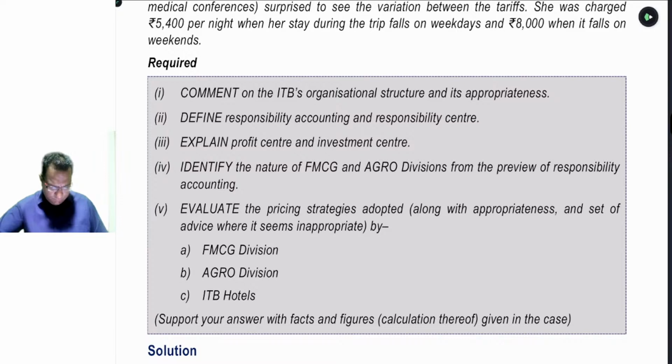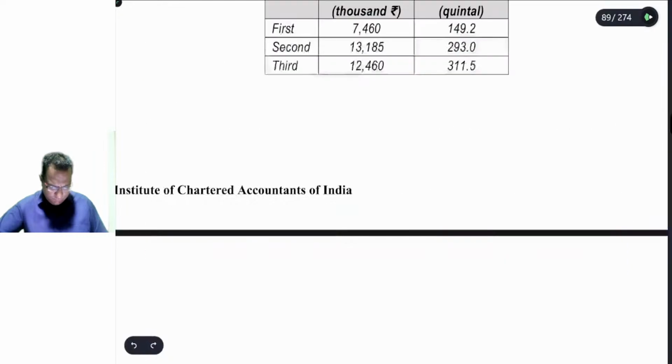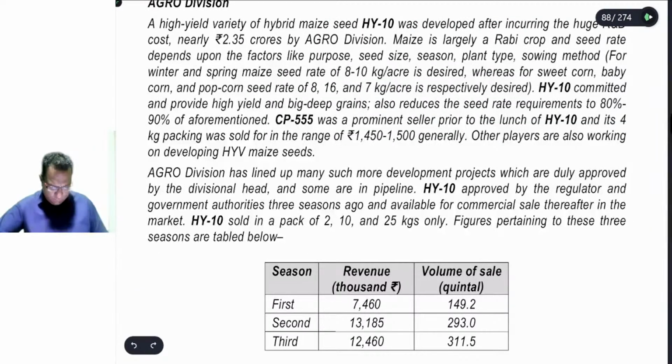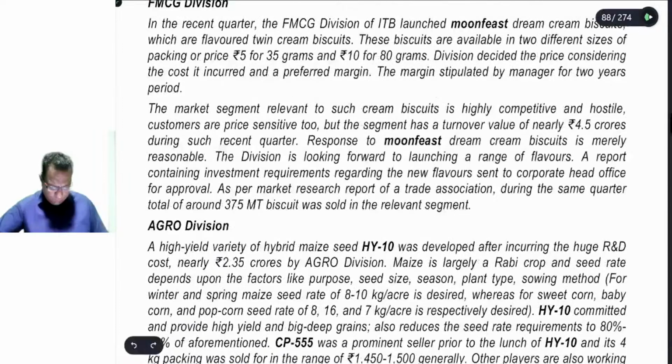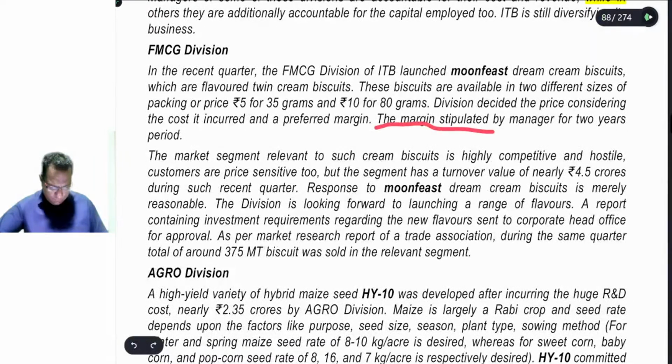Why FMCG department is not an investment center? Because of the second para. FMCG department is a profit center, but it is not an investment center because for capital investment decisions, they have to take the approval of the head office. Had it been an investment center, then any disposal and acquisition of capital asset would be done by the departmental manager on their own. But in this case, the margin is decided by the manager for a 2-year period. It means it is concerned with the profit. So this department, FMCG, is a profit center and not an investment center.